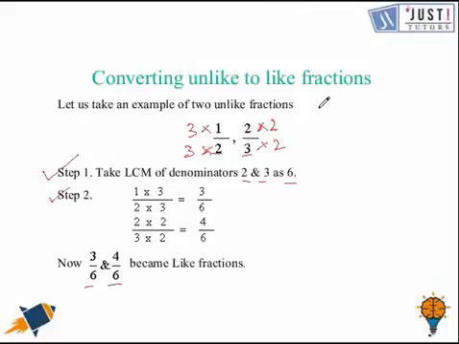Now, if we need to add them, what do we need to do? 3 over 6 add 4 over 6. As you can see, these are now like fractions, so the denominator remains the same and we add the numerators. So 3 add 4 is 7. The answer is 7 over 6. Now we'll try one more question.